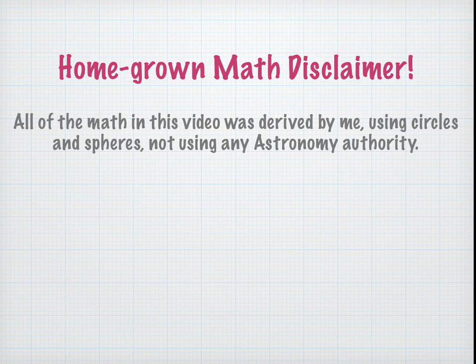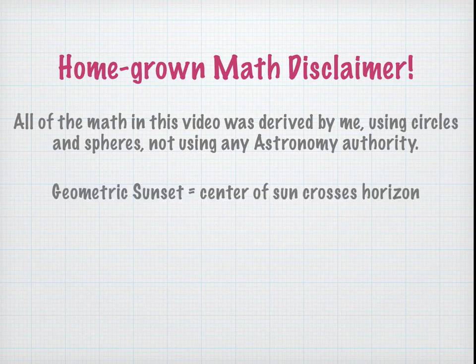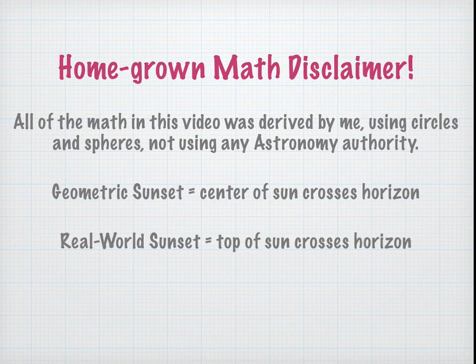So there isn't a single formula in this presentation that I got from anybody. It was all made up by me. And having said that, that means that it is not exactly correct, because since I'm using very idealized concepts, I'm using things like a geometric sunset, which I just made up. It doesn't exist. It's where the center of the sun crosses the horizon. That's not really when sunset happens. In the real world, the sunset is when the top of the sun crosses the horizon.